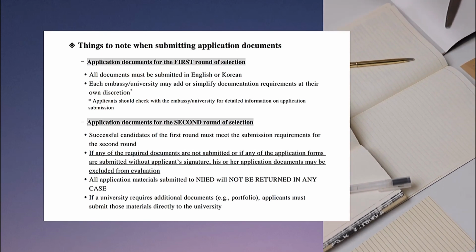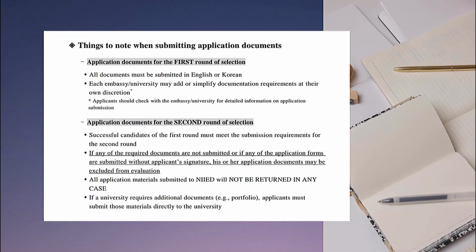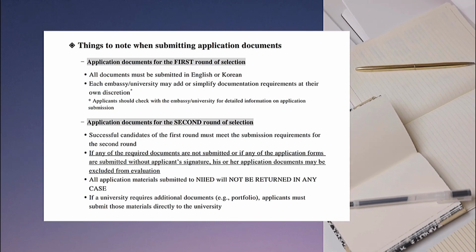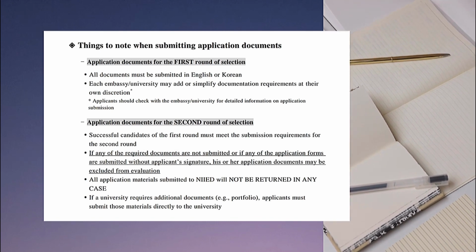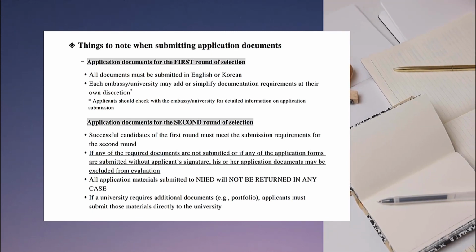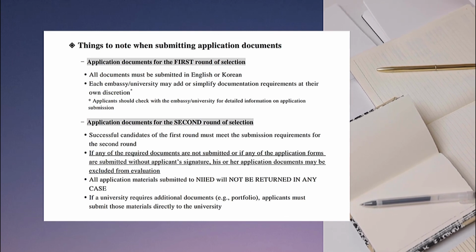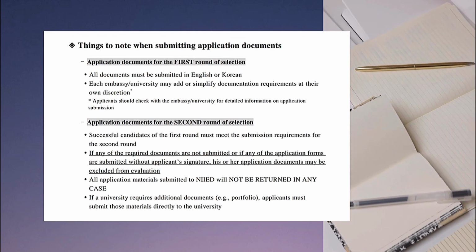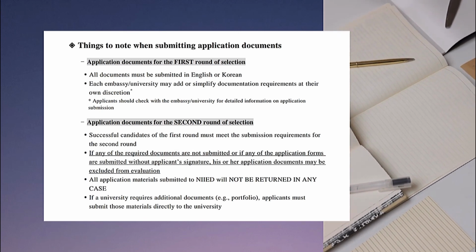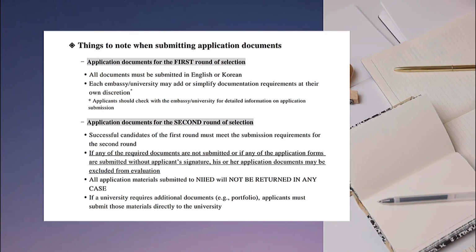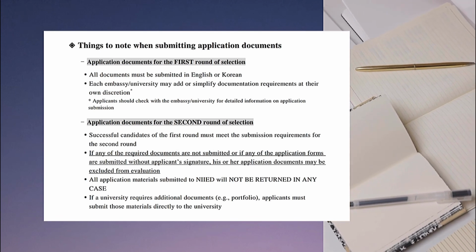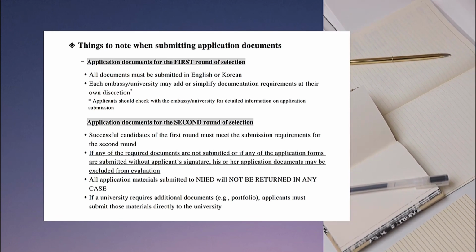See this last point. If a university requires additional document, example portfolio, applicants must submit those materials directly to the university. Here, since we are embassy track applicants, we cannot really have direct contact with the university regarding our admission unless our application reaches them after round 2 is over. Round 2 is the NIED selection round. So that is why please include those additional documents while you submit your package to the embassy office.